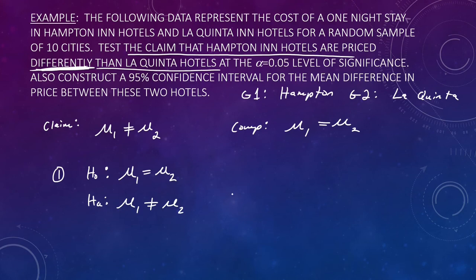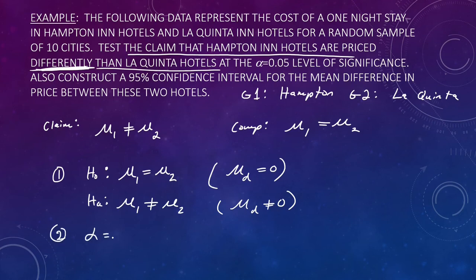Now there are some notational differences. In the textbook, you'll see they'll refer to the null hypothesis as the mean difference is equal to 0. And for the alternative hypothesis, they'll refer to it as the mean difference is not equal to 0. But just be aware that the notation means the same thing. In step 2, we're going to state alpha. Alpha is equal to 0.05, and that is given here in the problem.